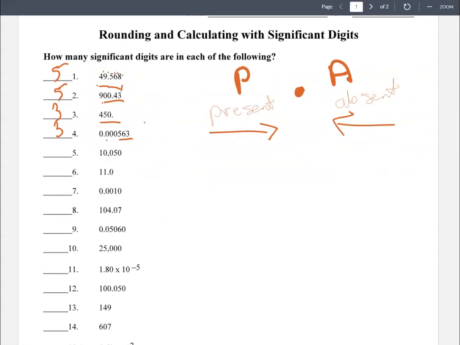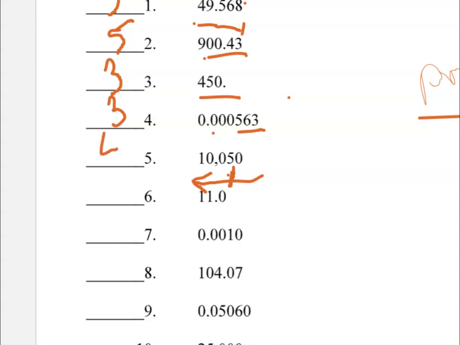And then number 5, 10,050. No decimal is present, which means that we are going to be counting from right to left from the first non-zero, which is that 5. So 1, 2, 3, 4. Number 5 has 4 significant figures because there's no decimal, so we are going to count from the right side to the left side, starting from the first non-zero. So 10,050 has 4 significant figures.